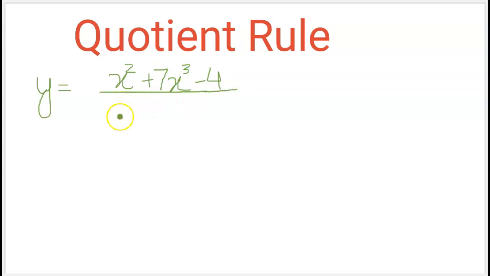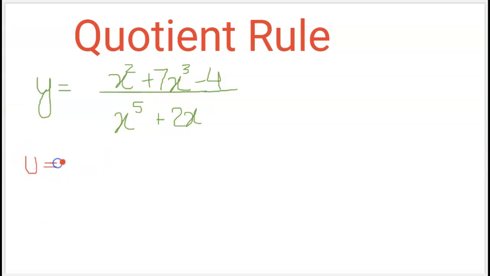Now let's say you got a question, y equals x squared plus 7x cubed minus 4, and at the bottom you got x to the power 5 plus 2x, and the question is differentiate. Obviously you have to use the quotient rule. There is a way you can use a product rule, but quotient rule is much easier, so let's use that one. So here you're going to do, the top one is always u.